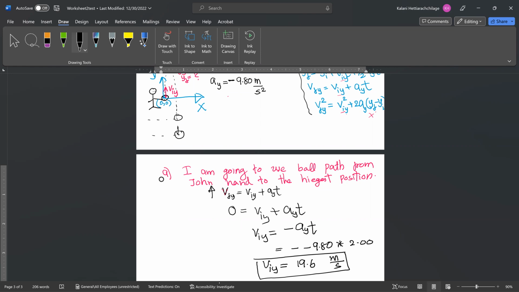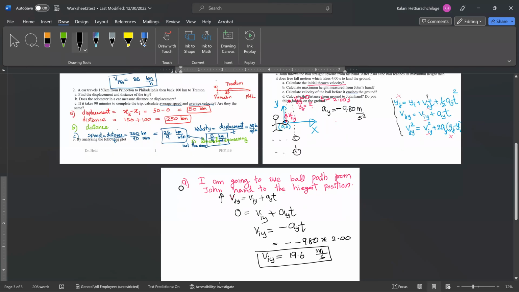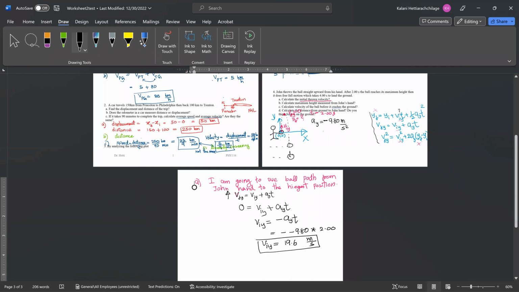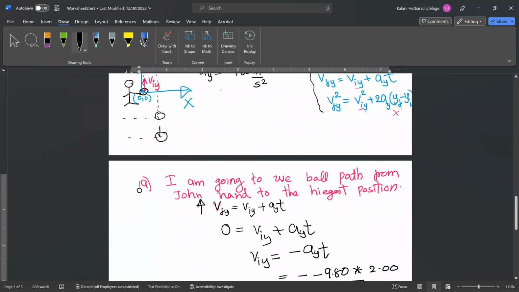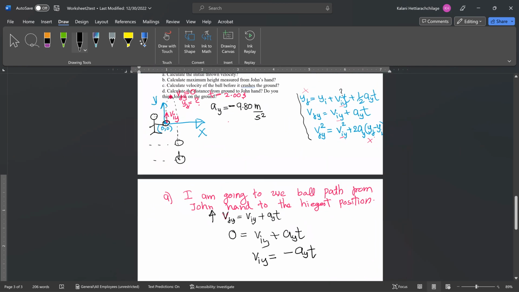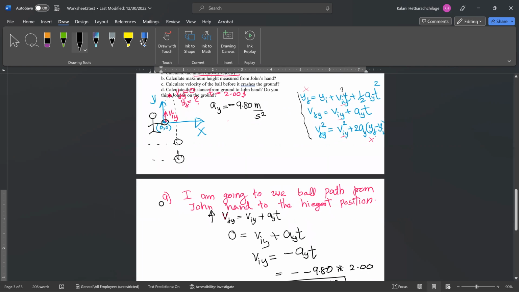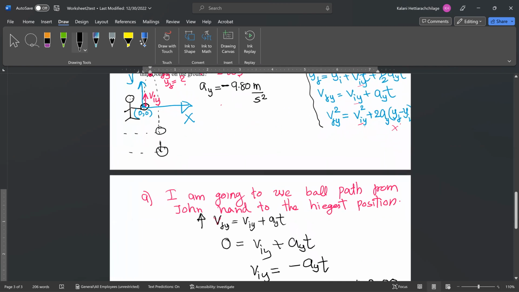So do you agree with that answer? Should it be positive or negative? Think about that. You see that here? I throw the ball upward. So yes, it should be a positive number according to my drawing, right? I selected upward as positive, and I get the positive answer for v_iy because I am throwing the ball upward. Everything should make sense after you solve the problem on your end.